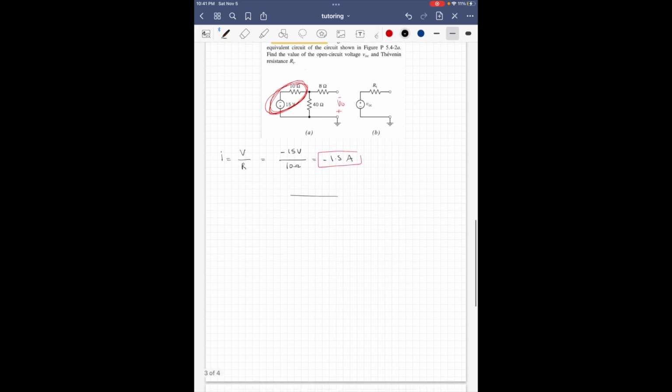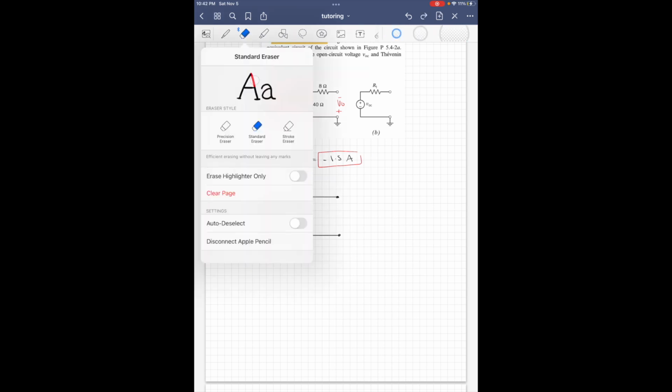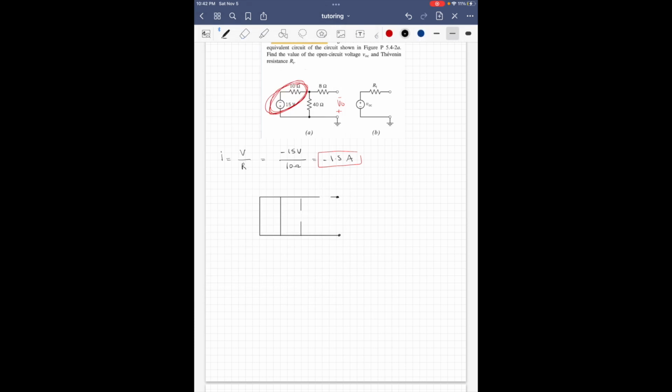So I'm going to redraw that circuit. And I'm going to add the same resistors that we had in the original one. So we have the 8 ohms and the 40 ohms. And then I'm going to bring down the 10 ohm resistor here. And I'm going to add the current source here. And it's going to be pointing down because it's negative, and it is 1.5 amps.